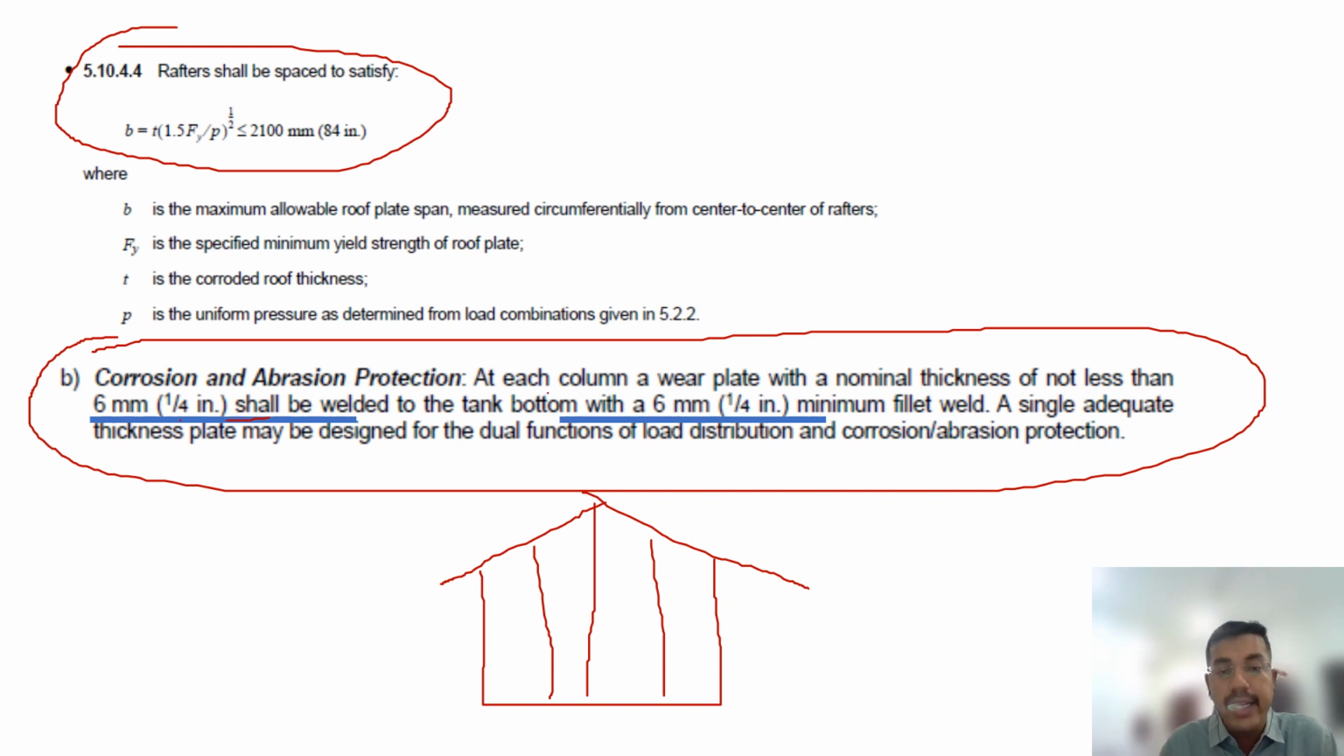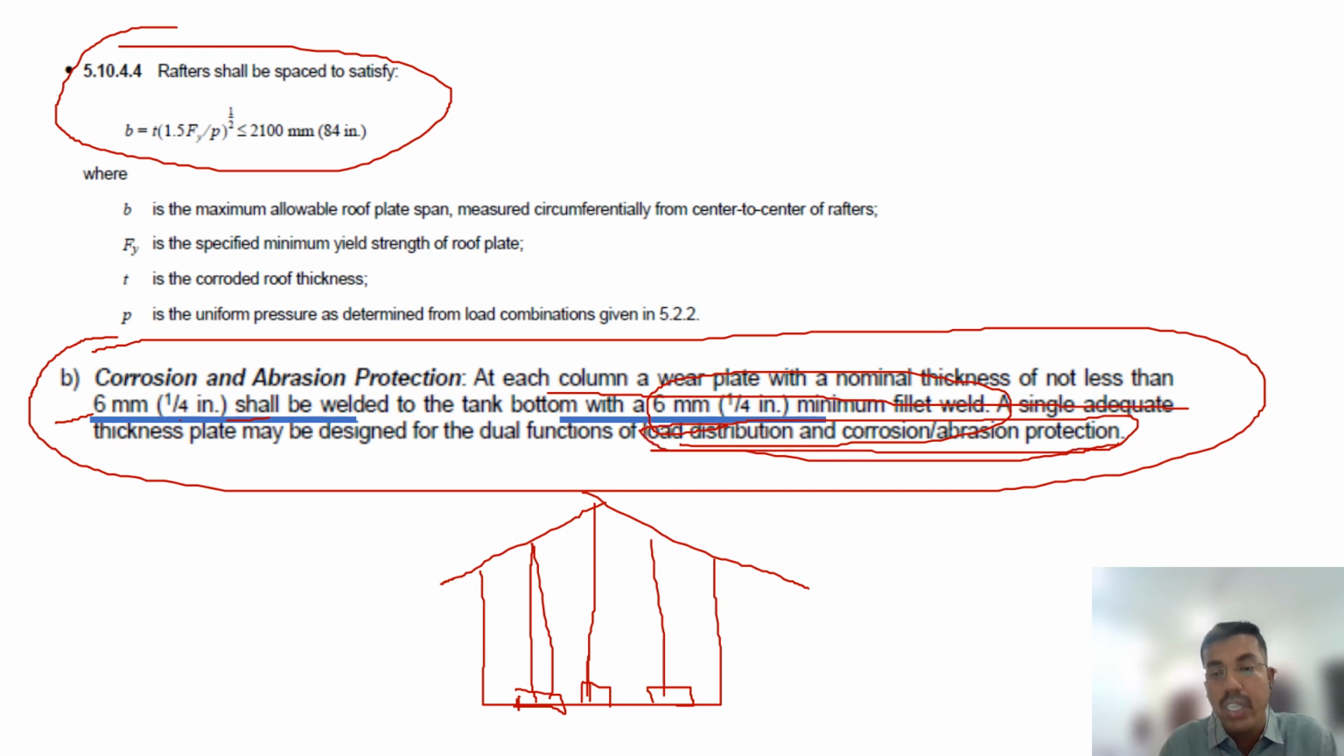What it says: at each column, a wear plate with nominal thickness not less than 6 mm. So at the bottom of this column we have to put a wear plate whose thickness should not be less than 6 mm, and it shall be welded to the tank bottom with a 6 mm fillet weld. So this is much required. For all the columns, you have to attach a wear plate. Why? A single plate of adequate thickness may be designed for the dual function of load distribution and corrosion abrasion protection. You have to remember this. This usually comes in the exam.